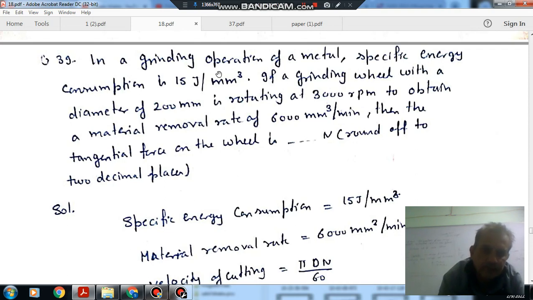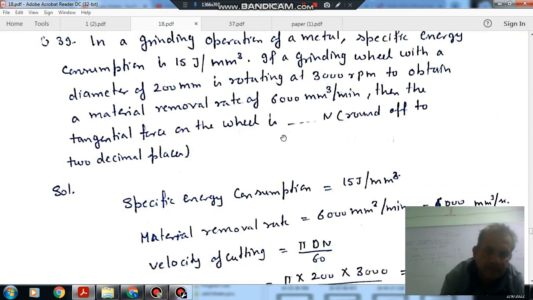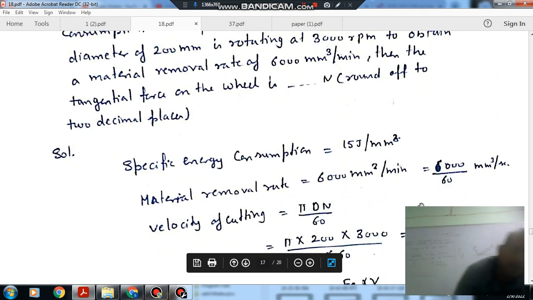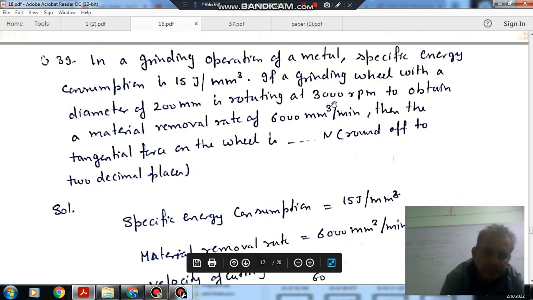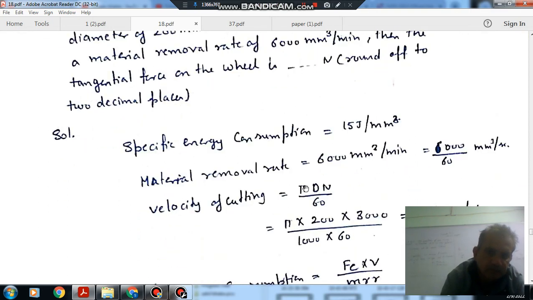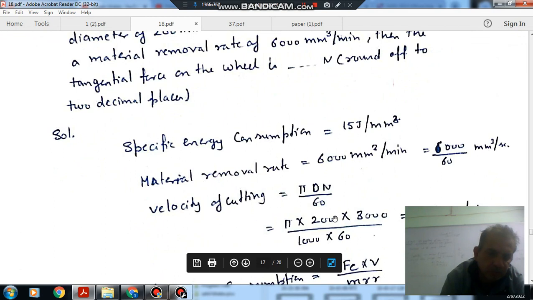Okay. Specific energy consumption is 15 joule per mm cube, and metal removal rate is 6000 mm cube per minute, or 6000 by 60 mm cube per second. The velocity of cutting is pi D N by 60, where N is 3000 and D is 200 mm, or we can convert it into meter. So the velocity of cutting is 31.41 meter per second.